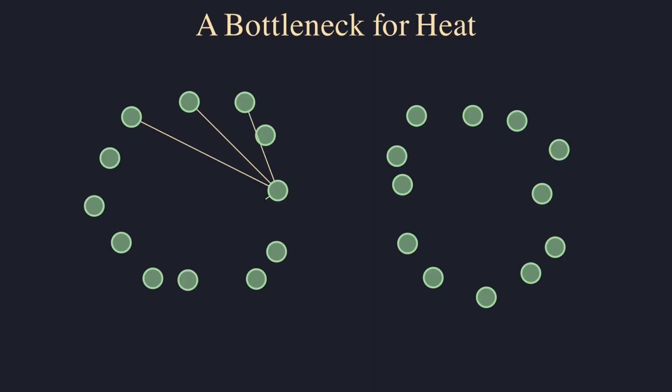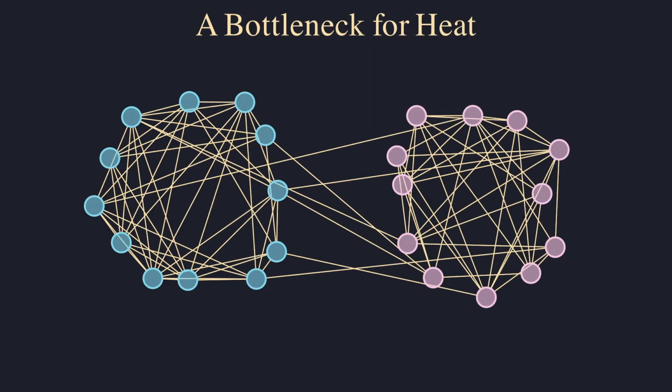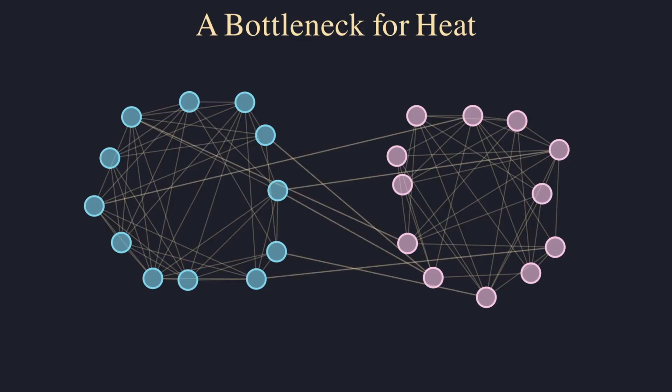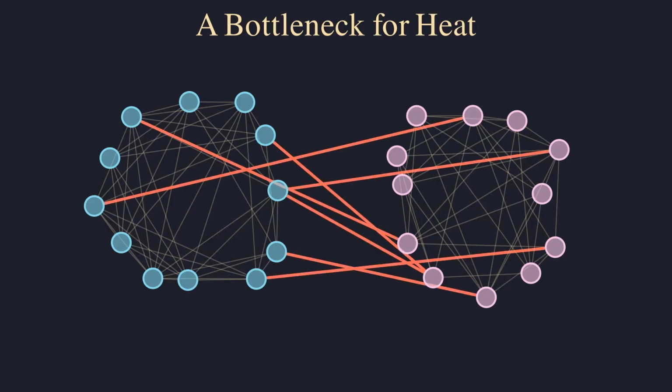The main motivation for the algorithm comes from the following idea. Suppose you have a graph that can be partitioned into two clusters such that there are only a few edges passing between the two clusters. These edges form what is called a bottleneck in the graph.